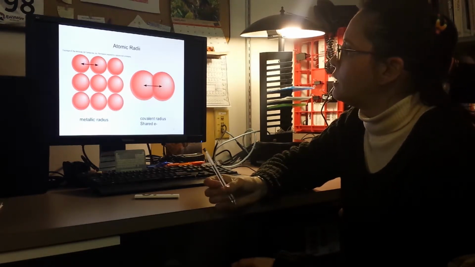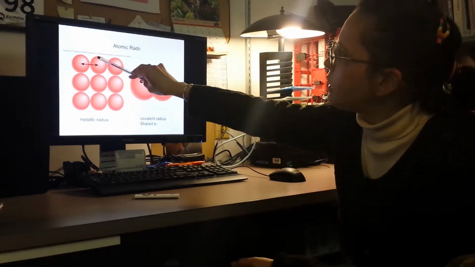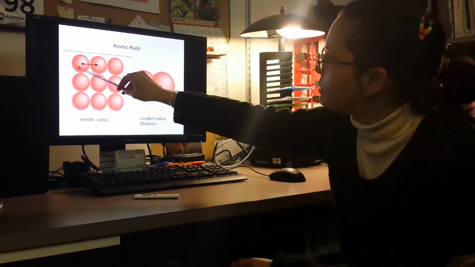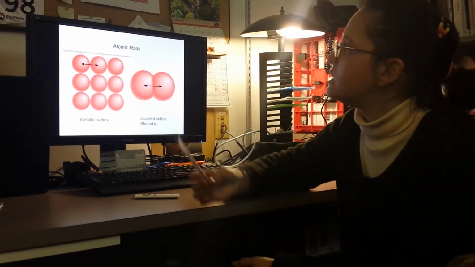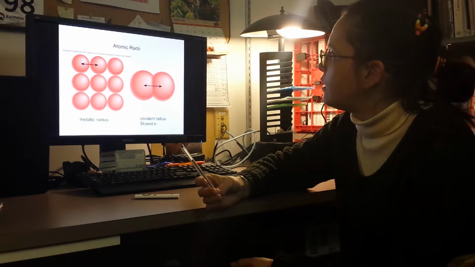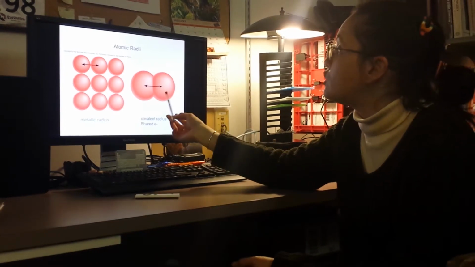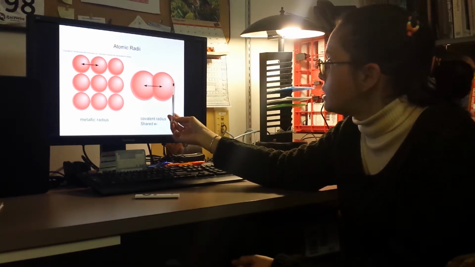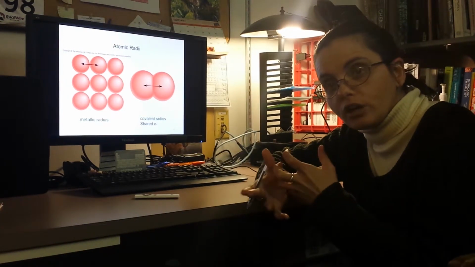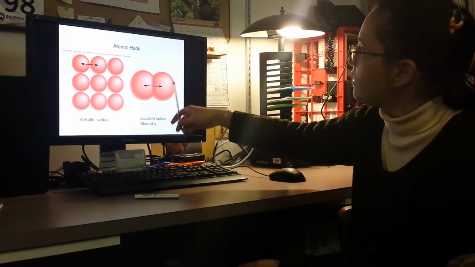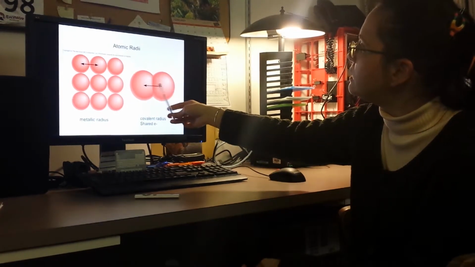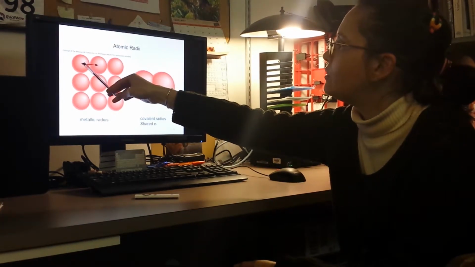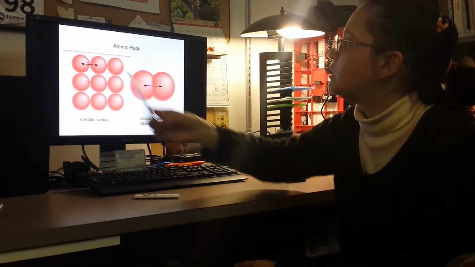So let's talk about atomic radii. When you have atoms packed in a metal, we can model them as spheres, and the distance between the centers is based on the size of the sphere. When atoms share electrons, the centers have to come closer together in order to share the electrons more effectively. Therefore, the radius distance is going to be smaller than that of a similar element in a metallic radius.